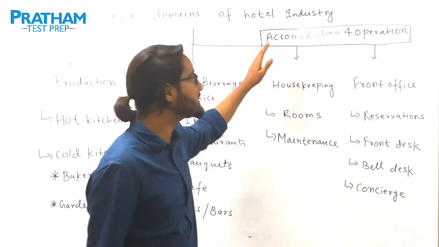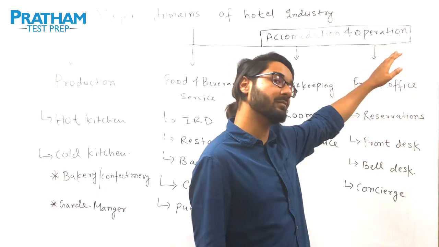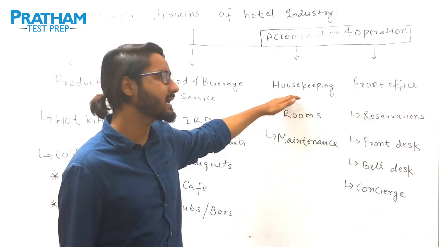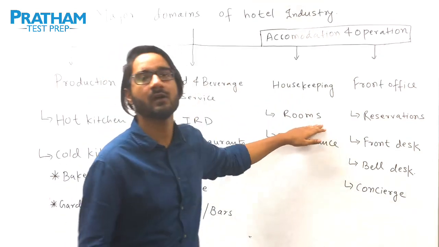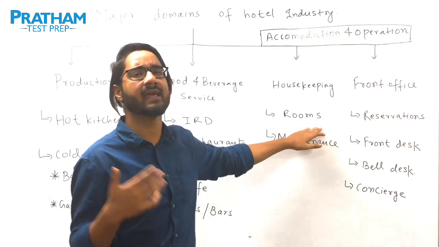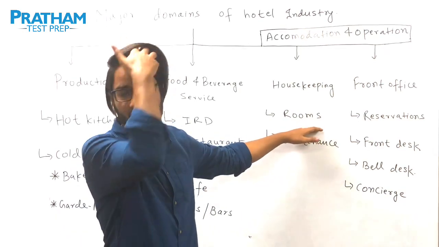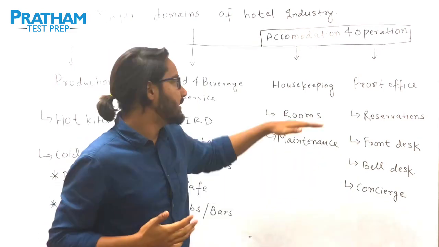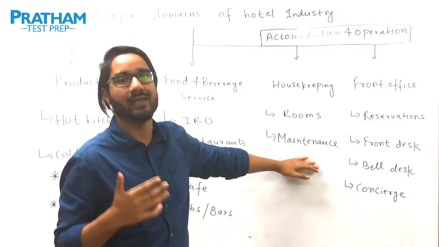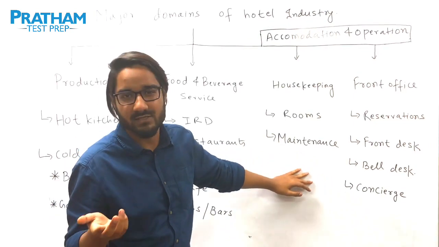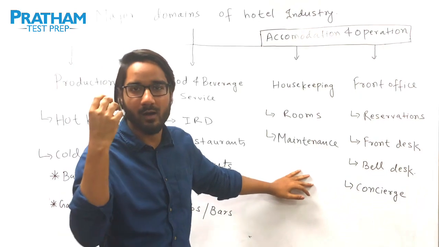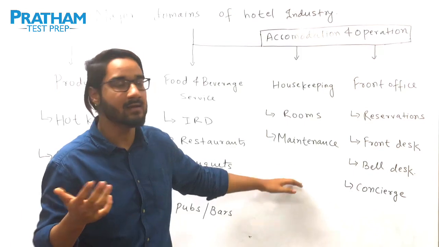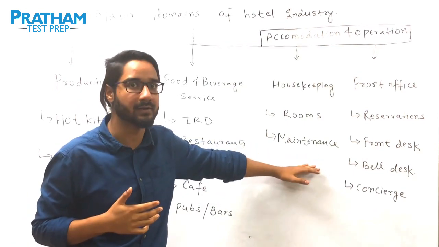Now, our third section would be your accommodation and operation, which is further bifurcated. First is housekeeping, where they take care of, number one, your rooms. I'm pretty sure you guys are aware that room cleaning and everything is taken care of by the housekeeping department, along with all your guest supplies, your napkins, your laundry, linen, everything. Our second would be maintenance. Any sort of maintenance, it might be your guest room services, anything related to any gadgets in the room, or your AC or anything like that, is usually taken care of by the maintenance department.